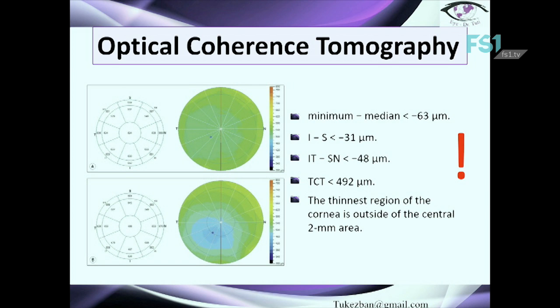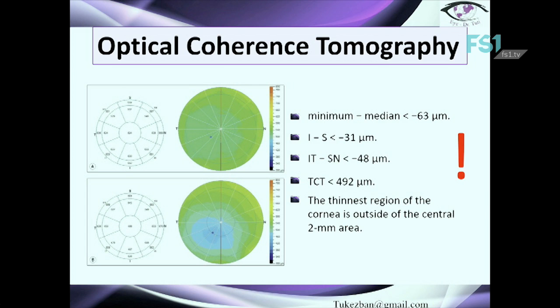So, when the difference between minimum and median corneal thickness is less than minus 33 microns, when the difference between inferior and superior part of the cornea is less than minus 31 microns, when the difference between inferior temporal and superior nasal is less than minus 48 microns, when the thinnest corneal thickness is less than 492 microns, and when the thinnest region of the cornea is outside of the central 2 millimeters area.